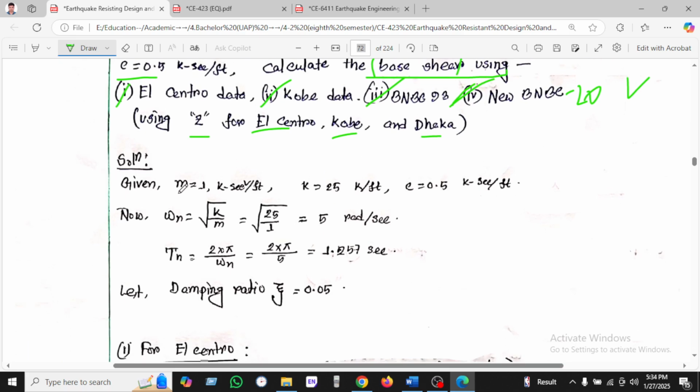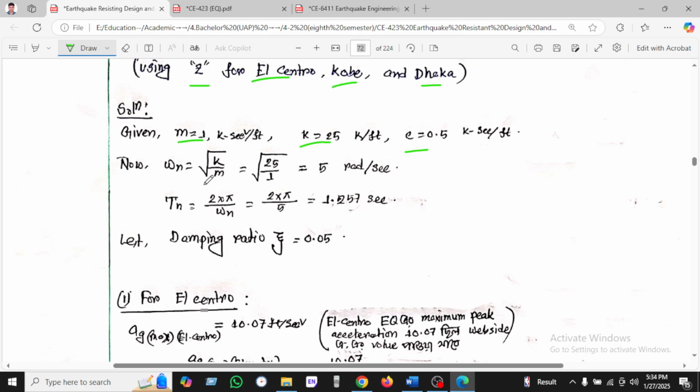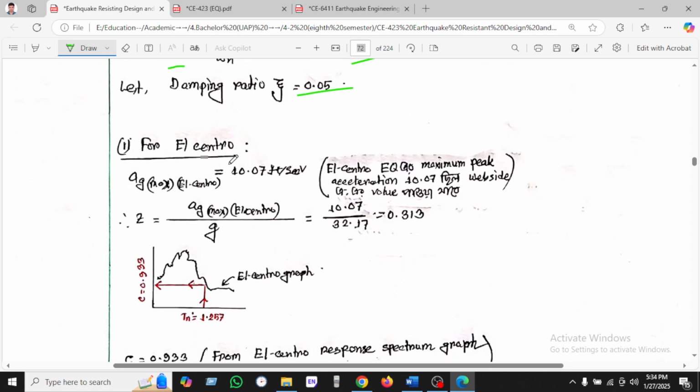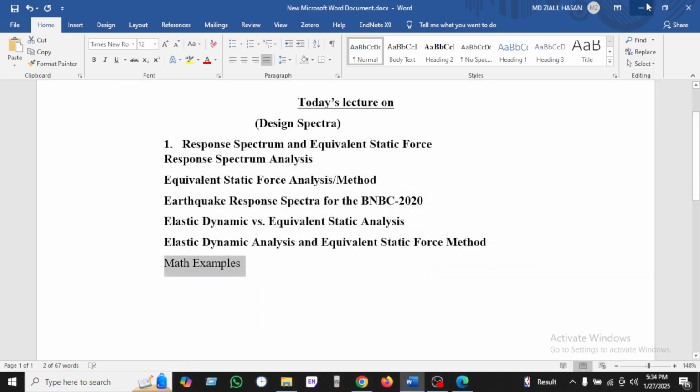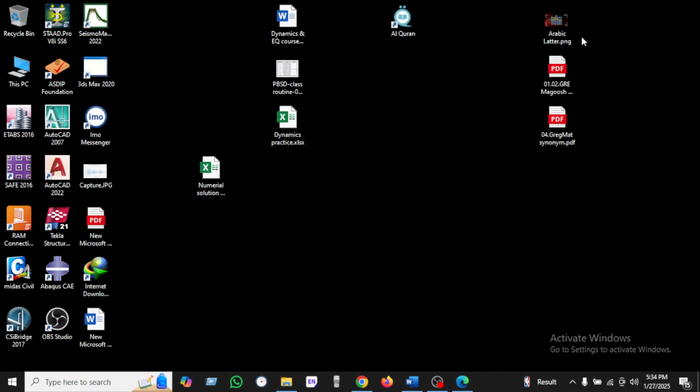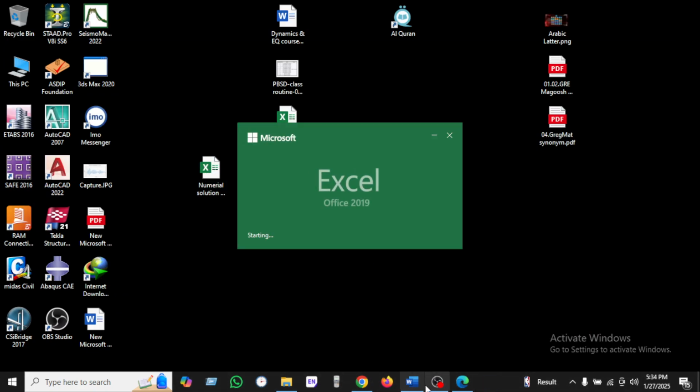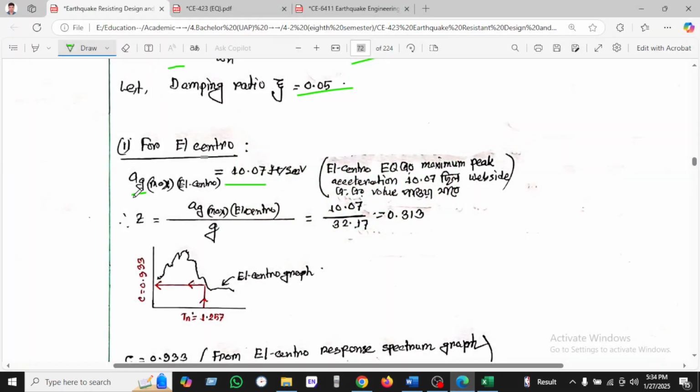Okay, so we have found the M value, K value and C value. Now we calculate omega equal to root over K by M, and T is found, and the damping ratio is given. For the El Centro ground motion, we have taken 10.07. This ground motion is taken from El Centro. If we go to the El Centro ground motion, we find 10.07.